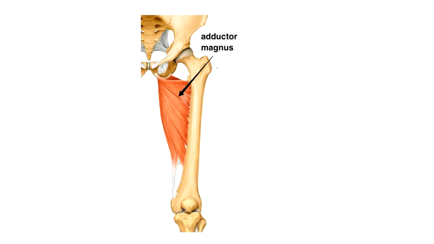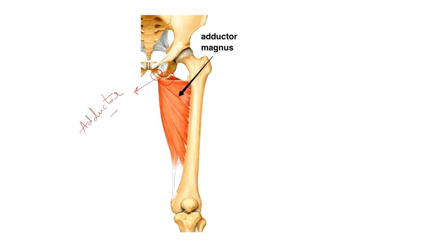Next muscle is adductor magnus. It takes origin from ischial tuberosity, also from ischiopubic ramus. The part which takes origin from ischial tuberosity is called ischial part of adductor magnus or hamstring part of adductor magnus. The part which takes origin from ischiopubic ramus is called adductor part of adductor magnus. That is non-ischial part of adductor magnus.